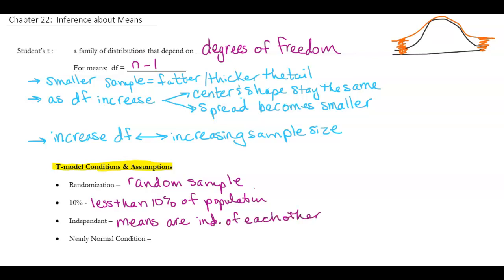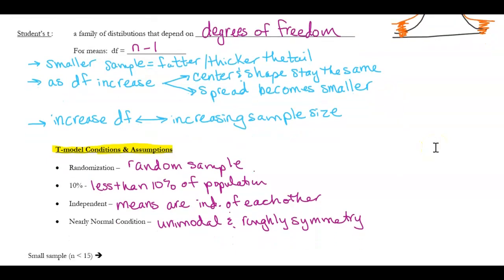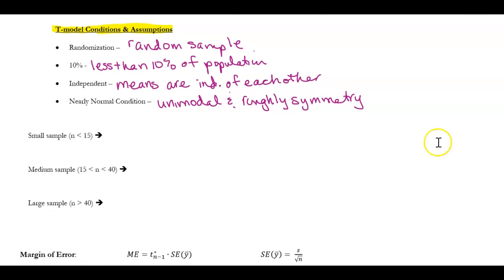Okay, the nearly normal condition, this is the one that's a little new. And nearly normal just means it needs to be unimodal and roughly symmetric. How roughly symmetric? Well, that depends on the sample size. So let's look down here. Depending on what kind of sample we have and what size it is, we have to look at these different sizes, what is required.